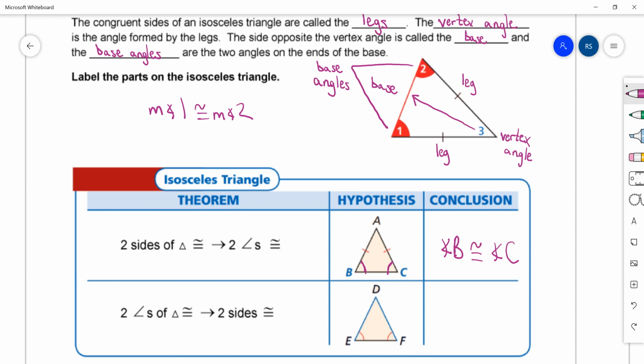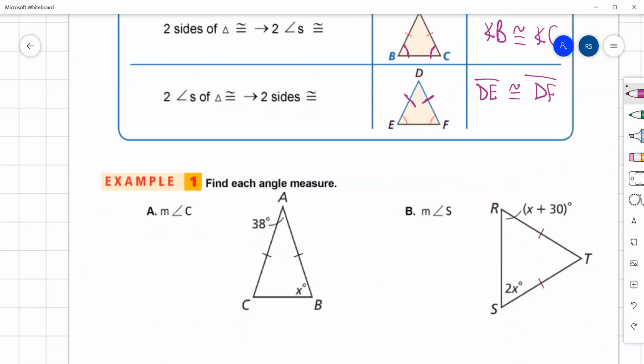Similarly, we can take the converse of that. If two angles of a triangle are congruent, then that means two sides are congruent. Here we have angles E and F congruent. So that means segment DE has to be congruent to segment DF. These two must be congruent. Okay, so let's take this and work a couple of examples here.